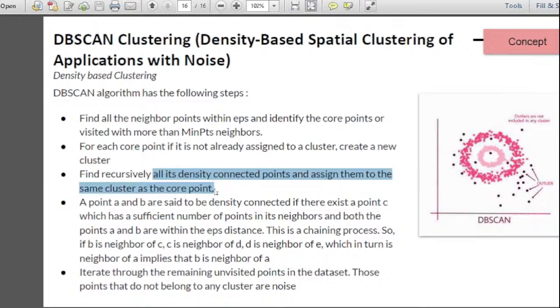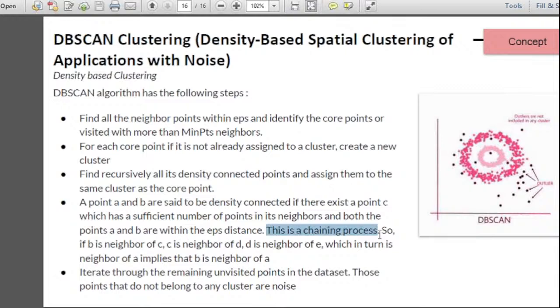Points A and B are said to be density connected if there exists a point C which has a sufficient number of points in its neighborhood, and both the points A and B are within the EPS distance, right? So the logic that I've explained here is the same logic I've written here, just mentioned as steps.